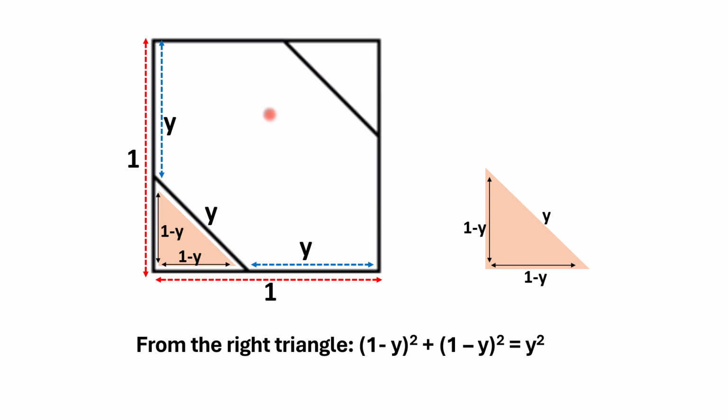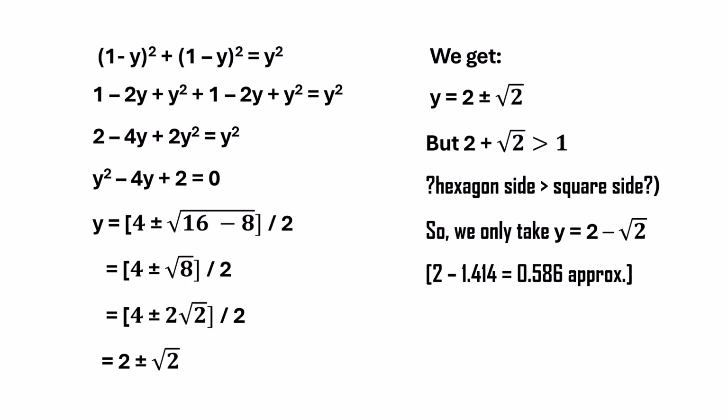So from the right angle triangle, by Pythagoras theorem, height square plus base square equals hypotenuse square, or (1 minus y) whole square plus (1 minus y) whole square equals y square. Now we will solve this equation. We expand (1 minus y) whole square using the (a minus b) whole square formula, and finally we get y square minus 4y plus 2 equals 0.